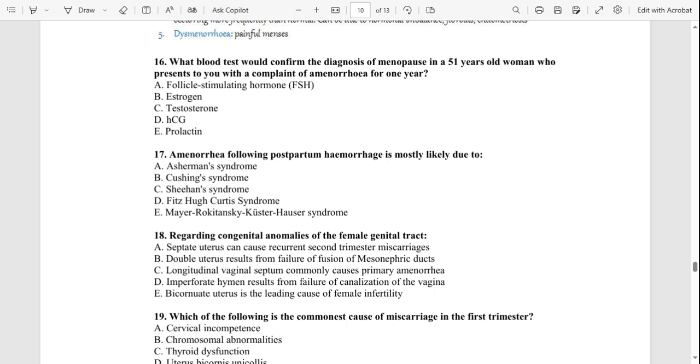Greater than 30 to 40. Yeah, greater than 30 to 40 international units per liter.